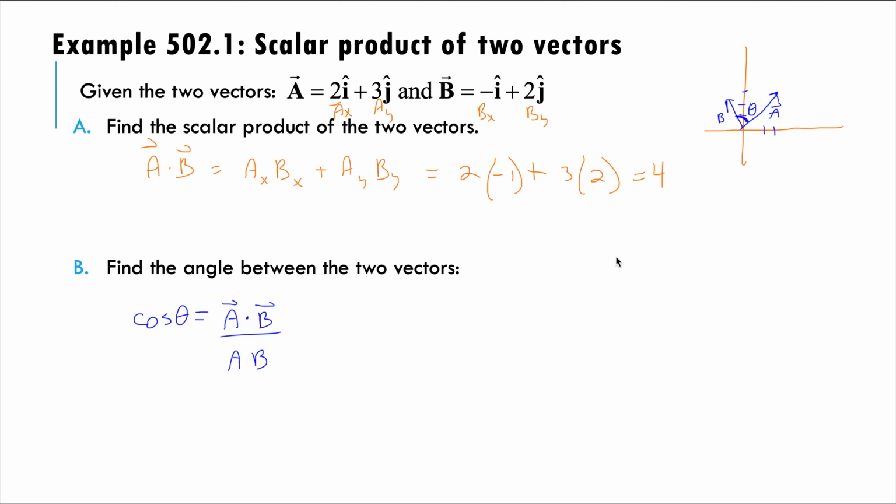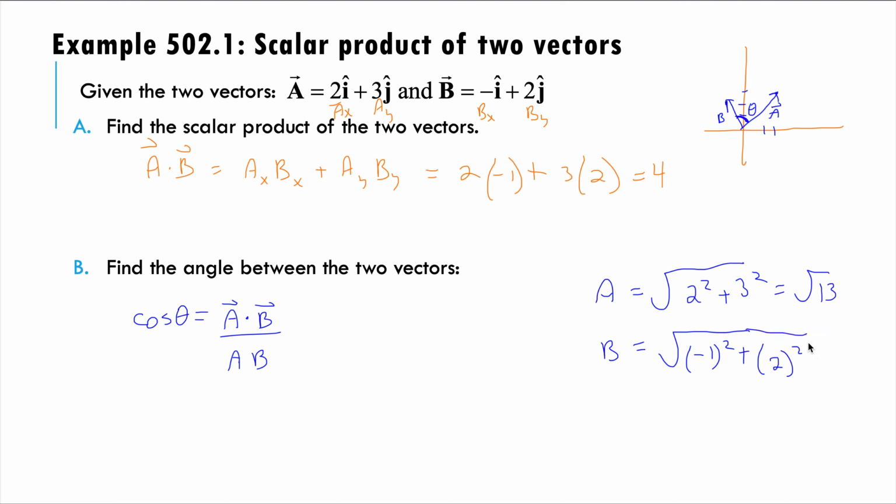We know that we have to use the Pythagorean theorem. The magnitude of a is the square root of ax squared plus ay squared, so 2 squared plus 3 squared. That gives us the square root of 13. And then the magnitude of b is the square root of bx, which is -1 squared, plus by, which is 2 squared. And that gives us the square root of 5.